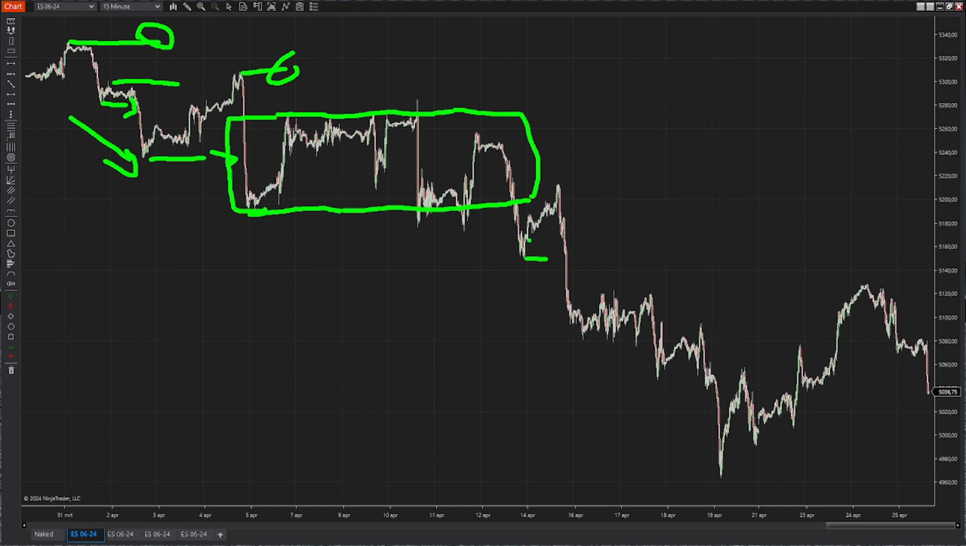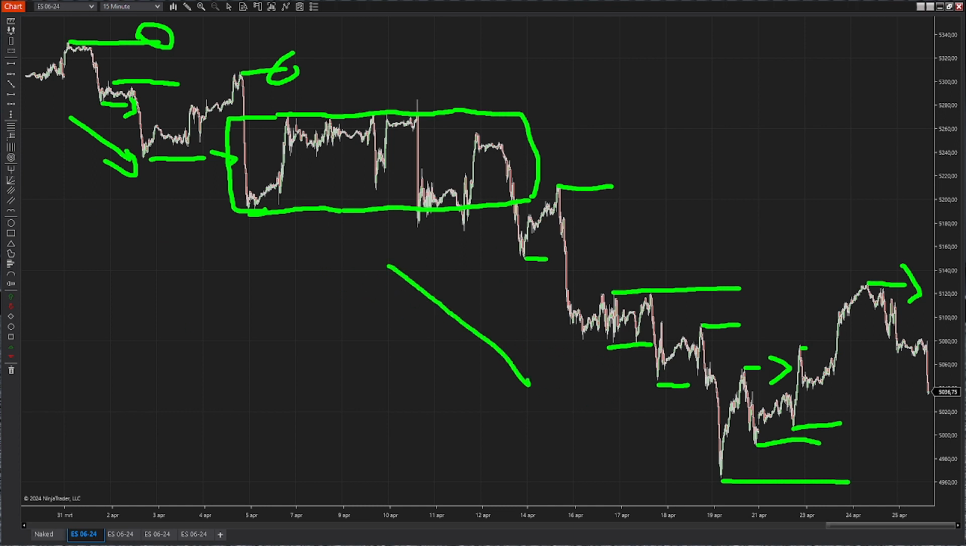Then we make another lower low and lower high, lower lows, lower highs, a lower low, a lower high, then a higher low, a higher low. These highs get taken out and we make a new higher high. So here you see market structure explained for a downtrend moving into an uptrend.